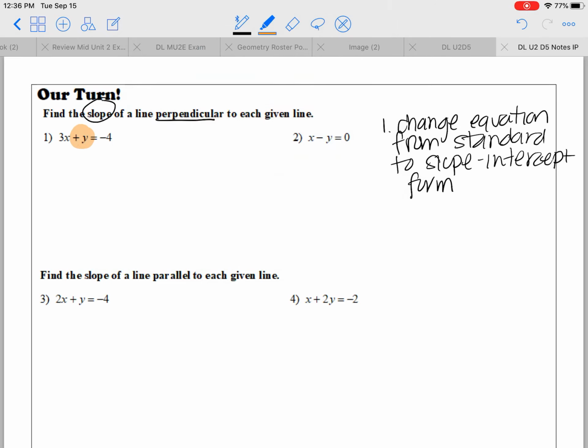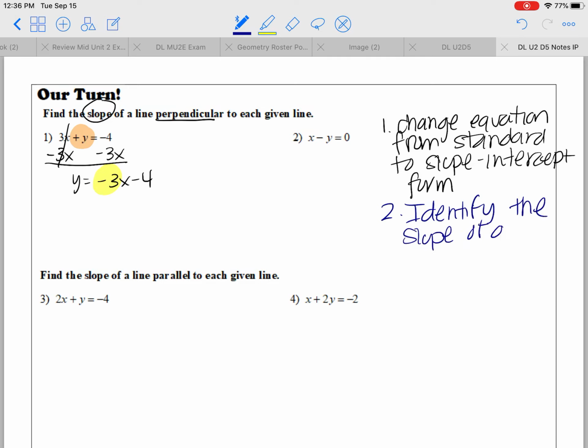So remember, when you solve for y, it's two simple steps. Cancel the x term. This would give me y equals, I cannot combine, -3x minus 4, so list them horizontally. And then the second step will be to cancel the coefficient of y, but right now the coefficient is 1, so I am already done. So notice that here your slope is -3. So that's the second step. Identify the slope of the given line. So my slope is -3.